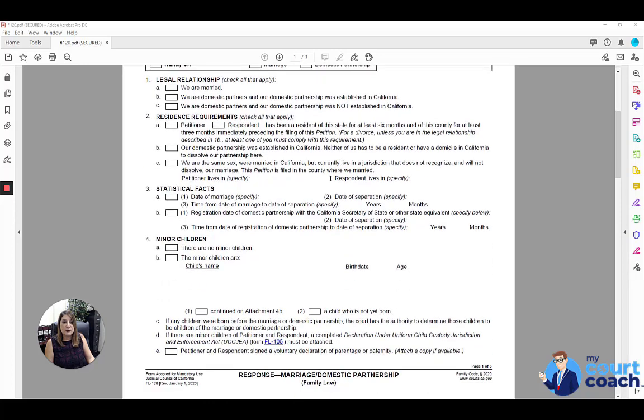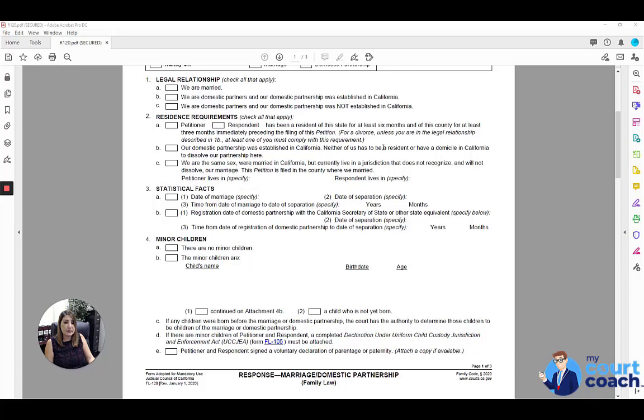There are some residency requirements if this is a divorce. One of you has to have lived in the state of California for at least 6 months prior to, and in the county in which you are filing at least 3 months prior to filing for divorce. So you'd want to identify which of you qualifies for that residency requirement. If it's both of you, you can mark both boxes. If this is a domestic partnership that was established in California, you would mark box 2B. Neither of you currently has to be a resident or have a domicile in California to dissolve your partnership here.